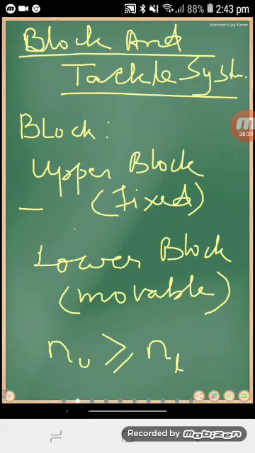Also, the weight of the pulleys in the lower block should be as light as possible. This we will study towards the end because the weight of the pulley also affects the mechanical advantage and the efficiency of the block and tackle system.